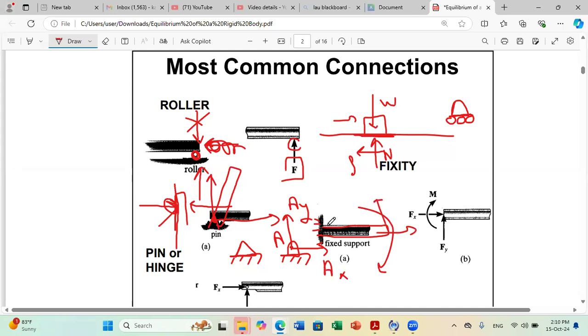This means that your reaction here, this is called a fixity. A fixity will prevent any type of motion. It will prevent rotation and translation. So it will develop force reactions, Fx, Fy, and also will develop a couple moment.